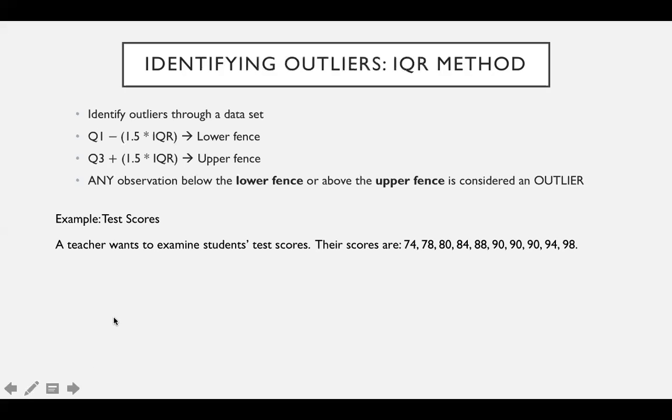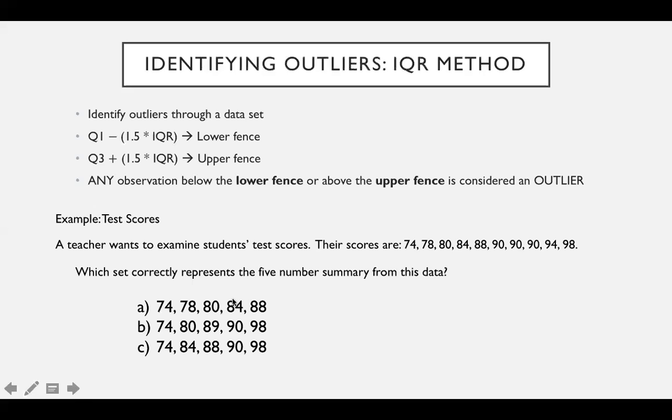A teacher wants to examine students' test scores. Their scores are 74, 78, 80, 84, 88, 90, 90, 90, 94, and 98. So I put these all in order. There's 10 of them. So to help you, I put them in numeric order. So which set correctly represents the 5-number summary from this data?